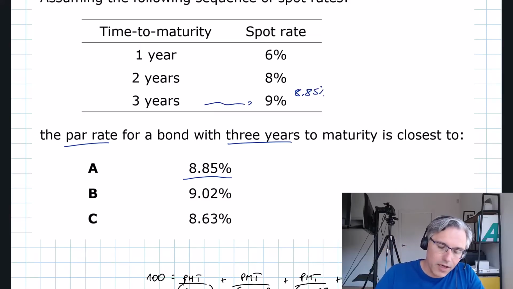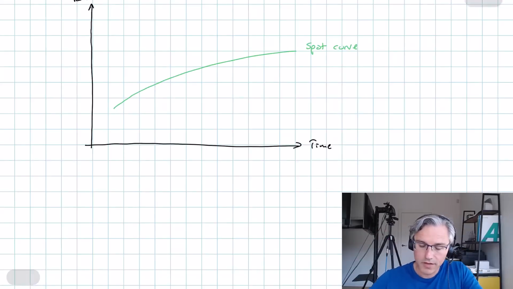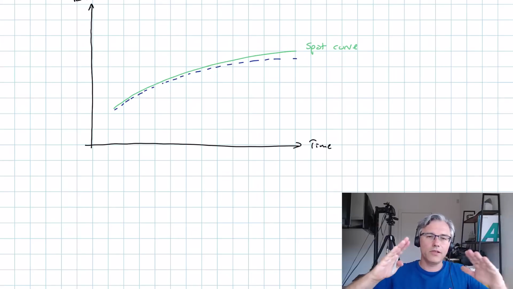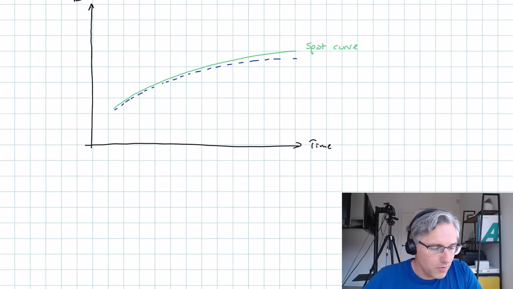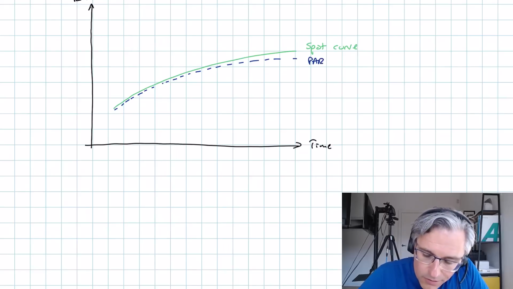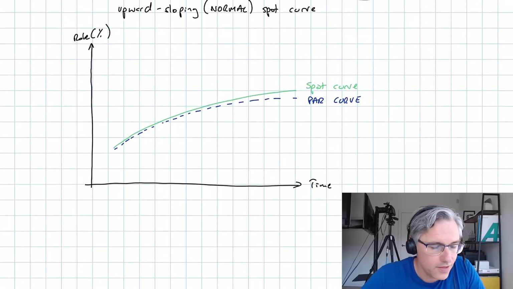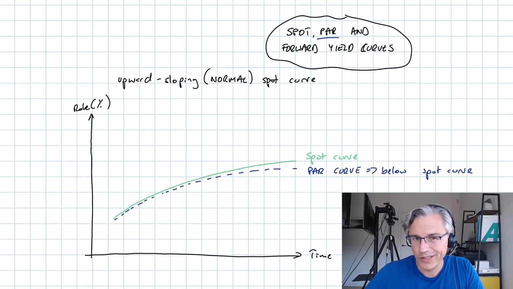Now, the truth about par rates in an upward sloping rate environment, so when the spot rate is going up, the par rate is going to be always slightly behind or slightly lower, but as the time to maturity becomes longer, or as the time horizon becomes longer, that divergence becomes bigger and bigger. So what you need to know is that the par curve in an upward sloping environment sits below this spot curve.